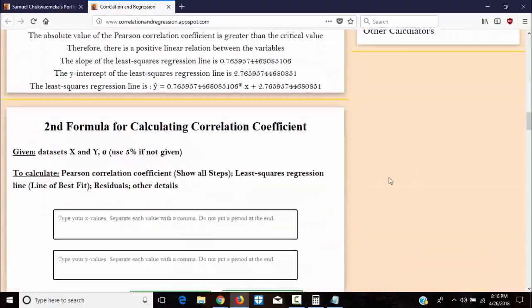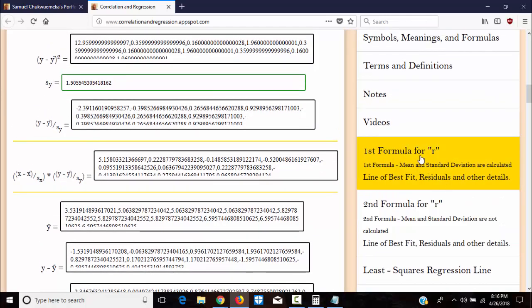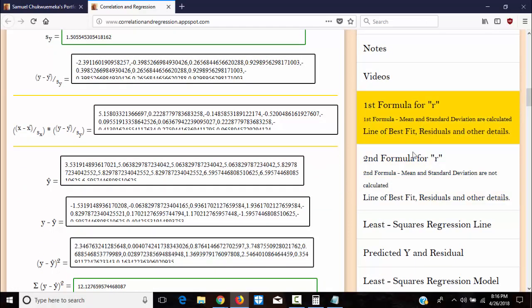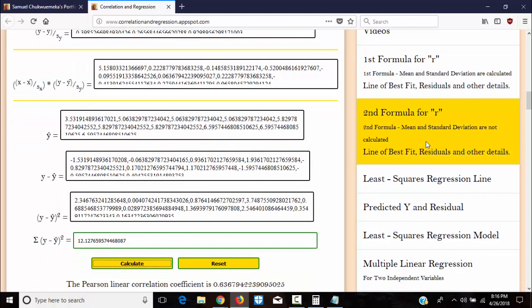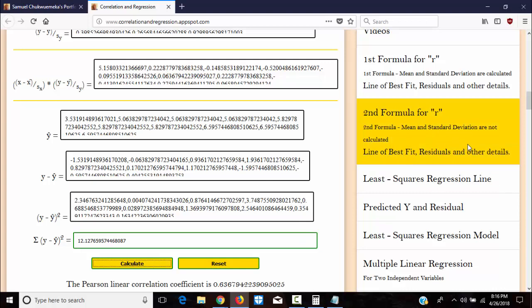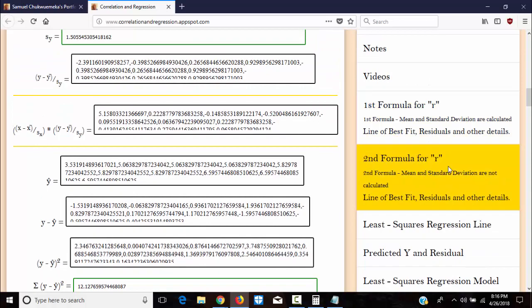But I have a second formula anyway. So I have a second formula for finding the correlation coefficient. And some people might ask me, what's the difference, since it gives you the same results? Well, the first formula, you will have to find the mean and standard deviation, because the mean and standard deviation is used in the calculation. Second formula does not need the mean and standard deviation. Some people prefer the second formula, but the first formula is more popular. But believe you me, the second formula is preferred by some folks.